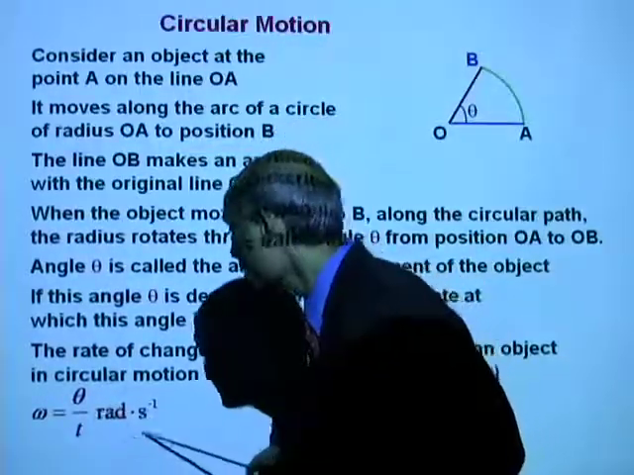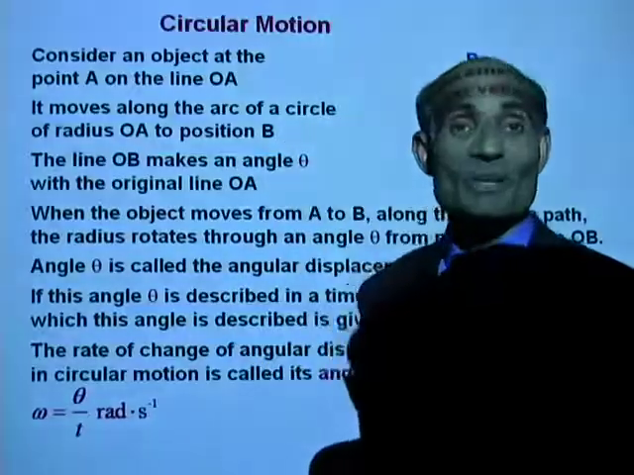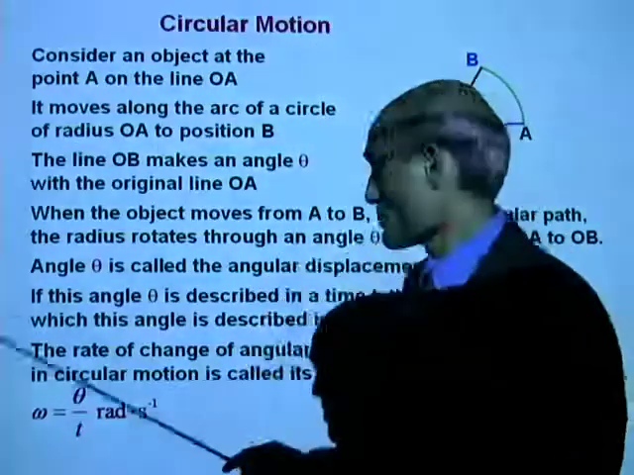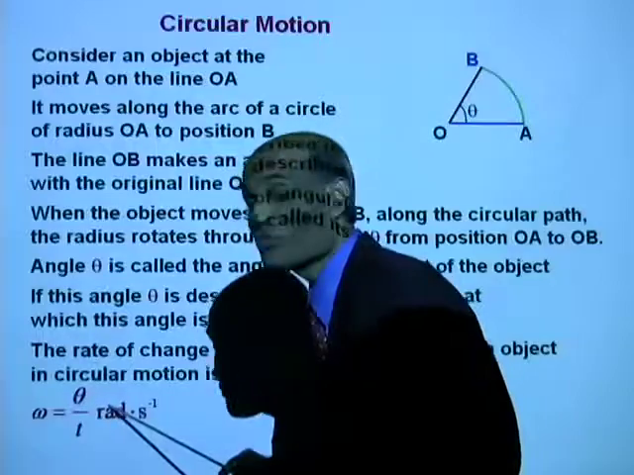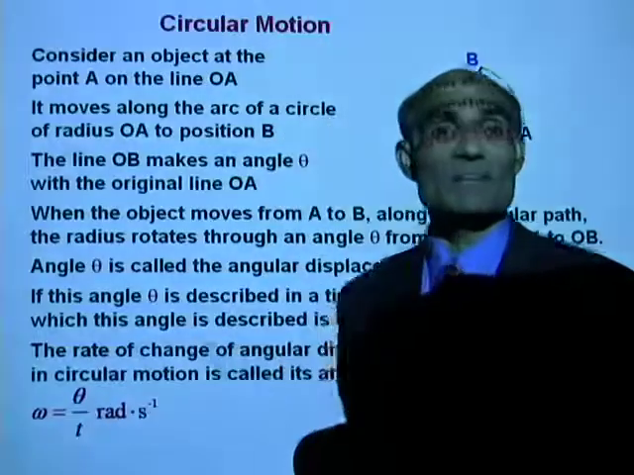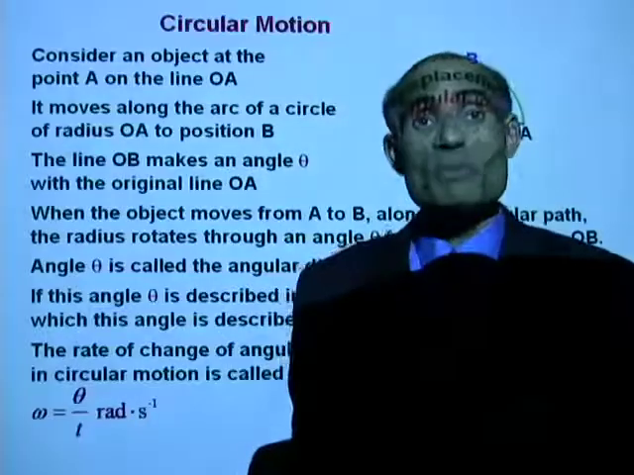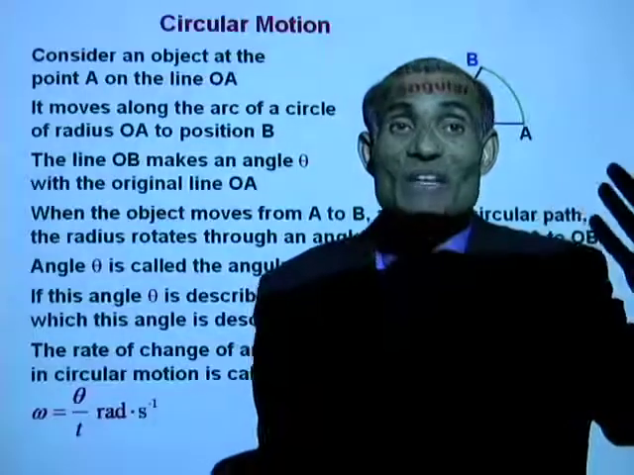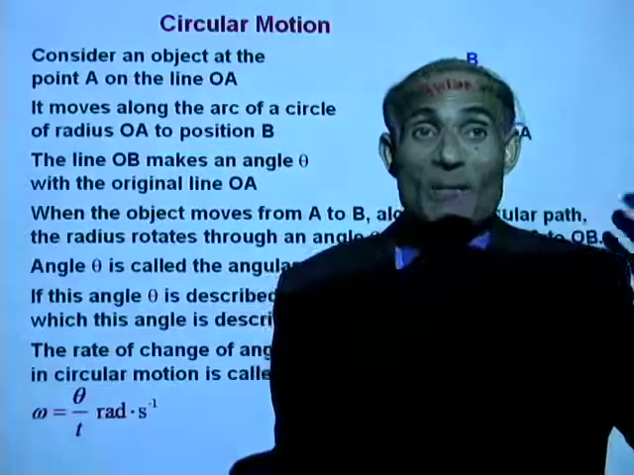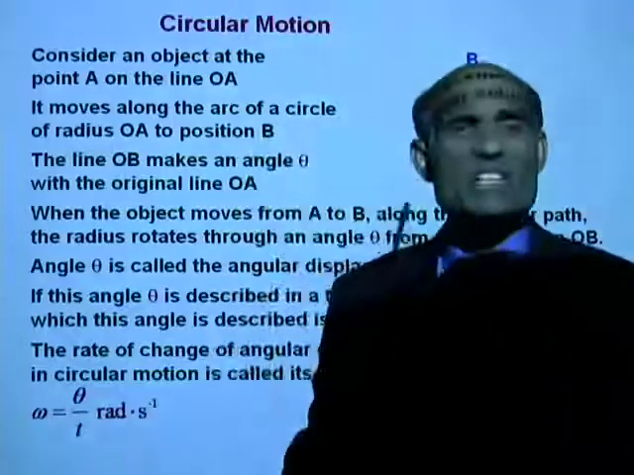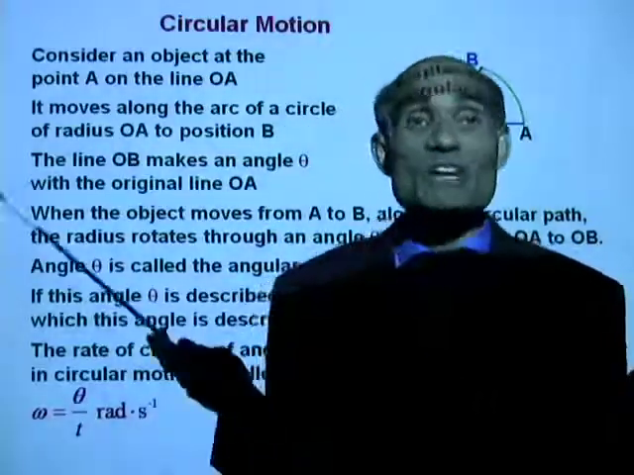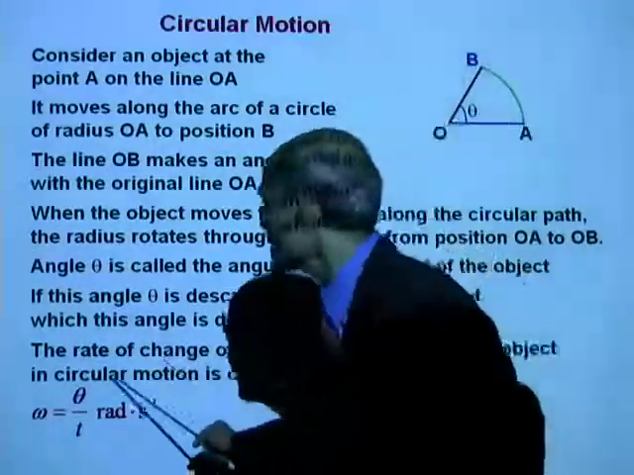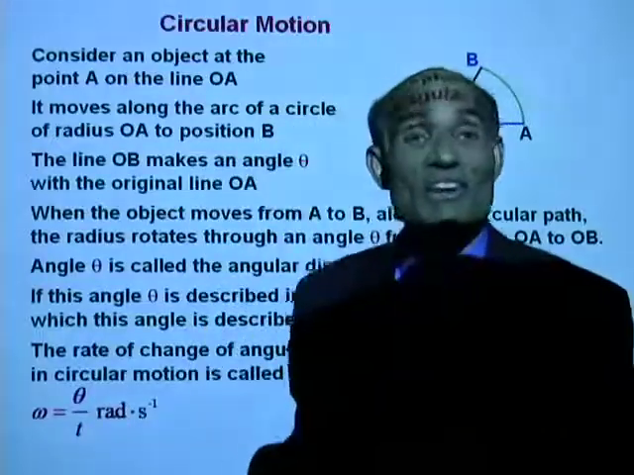Now, what is the unit of angular velocity? The angle described is measured in radians. So, the unit of angular velocity is radian per second. Now, remember, our units are determined by the dimensions: length, mass, and time. Now, radian is a dimensionless quantity. It has no dimension. Therefore, when you write the unit, normally radian will not appear in the calculation.